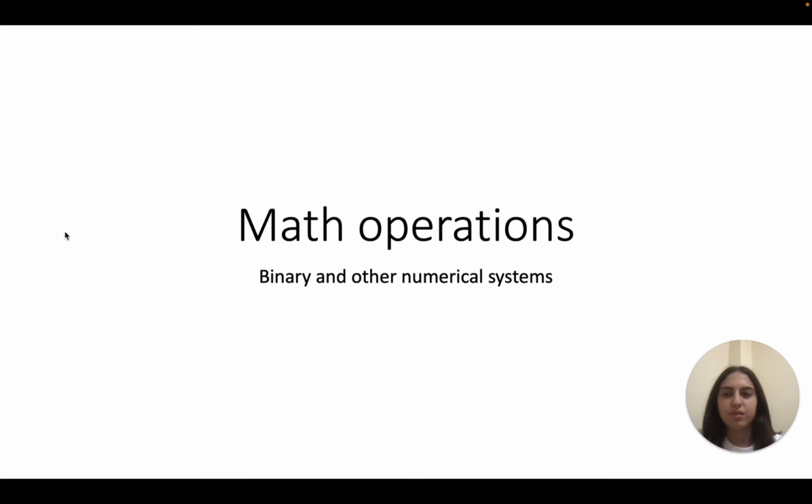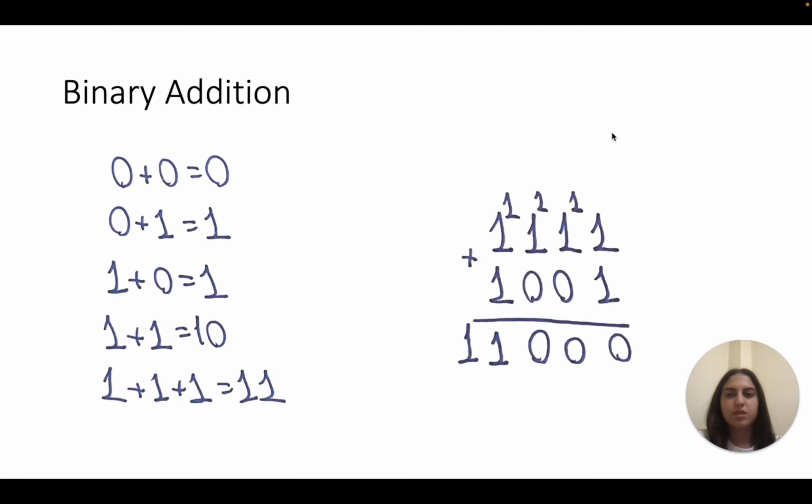So let's start. The first thing we're going to talk about is binary addition, and it's actually really similar to decimal addition, and it's really easy to understand. So firstly, let's understand these operations. For binary numbers, as you know, we have two digits, 0 and 1, and these operations are enough to easily do our binary addition.